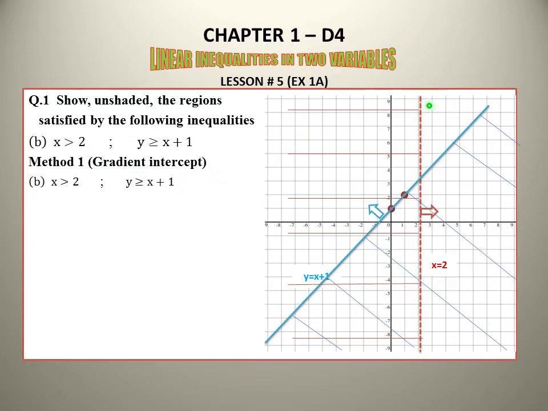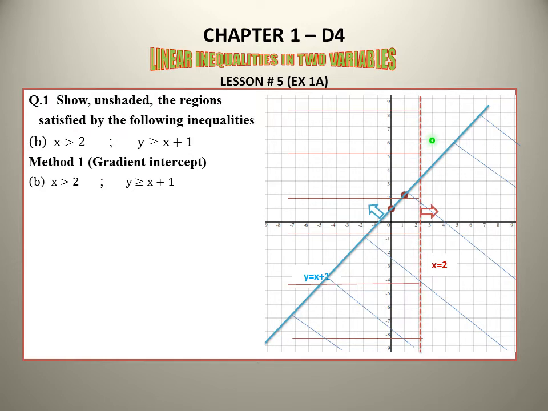This is the defined region. This region forms from this boundary, above this line and on the right hand side of this line. All the points on this line are also solutions of these two inequalities. Now if you want to check whether your region is true or not, you can take any point in this region.